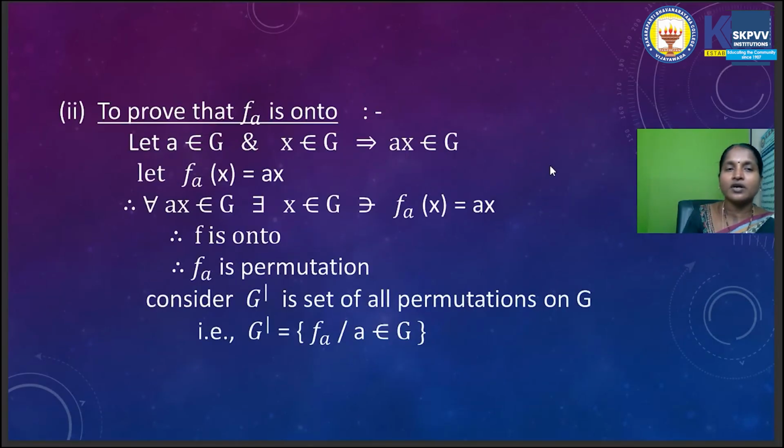Now we go for f_a is onto. Onto means, by the definition, that for each element in the codomain there exists at least one preimage in the domain. Let a belong to G and x belong to G. By closure law, ax belongs to G. Already we defined f_a(x) as ax. So for all ax belonging to G, there exists x belonging to G such that f_a(x) is equal to ax.